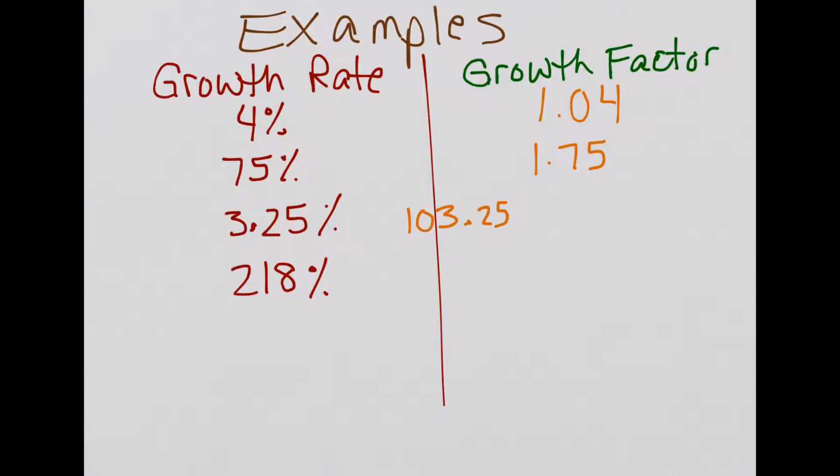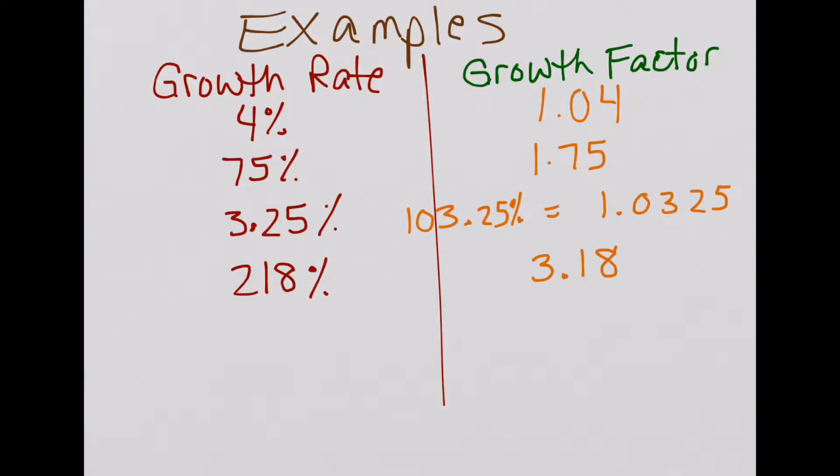Okay, so this next one, add 100% and you're going to get 103.25%. And then you're going to convert percent to a decimal, and that becomes 1.0325. Okay, last one. You still have to add 100%, even if it's a whole number, even if it's bigger than 100. So adding 100% to that would be 318%. And then converting it into a decimal would be 3.18.